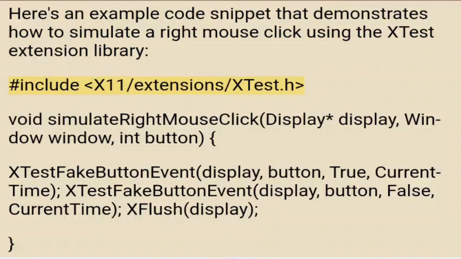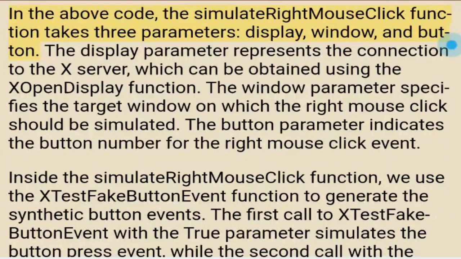#include <X11/extensions/XTest.h> void simulate_right_mouse_click(Display *display, Window window, int button) { XTestFakeButtonEvent(display, button, True, CurrentTime); XTestFakeButtonEvent(display, button, False, CurrentTime); XFlush(display); } In the above code, the simulate_right_mouse_click function takes 3 parameters: display, window, and button.